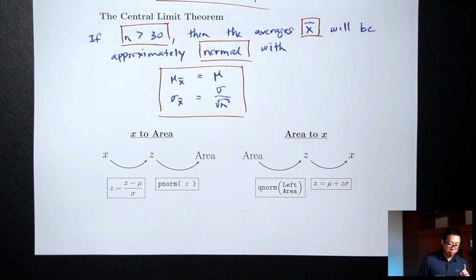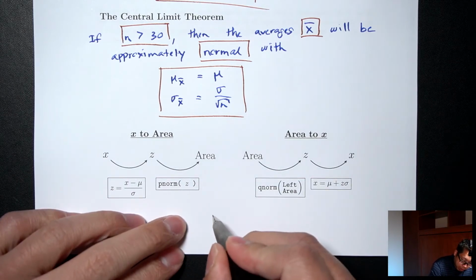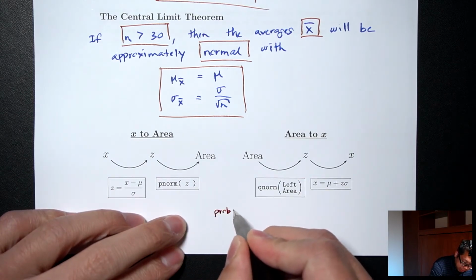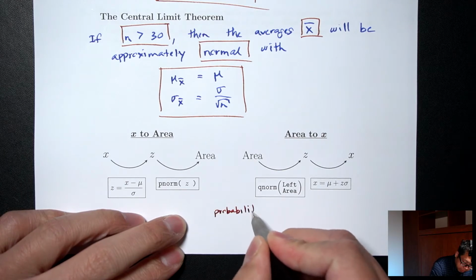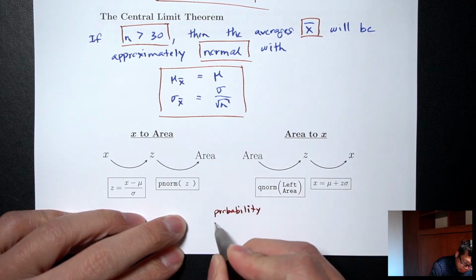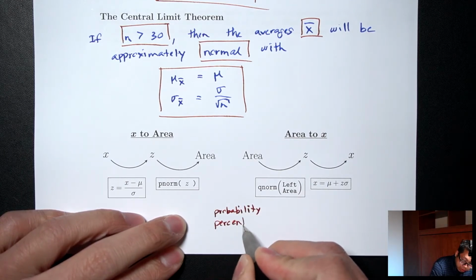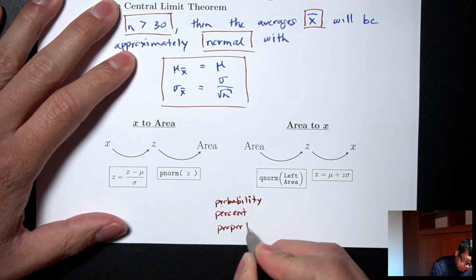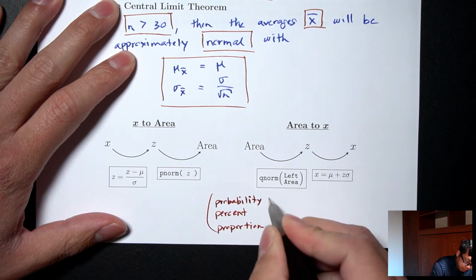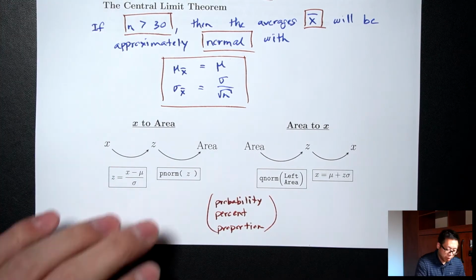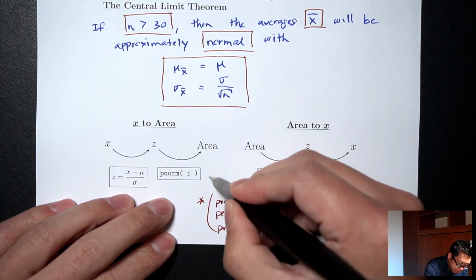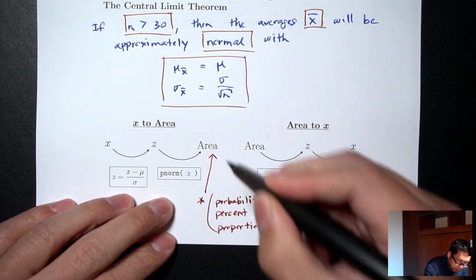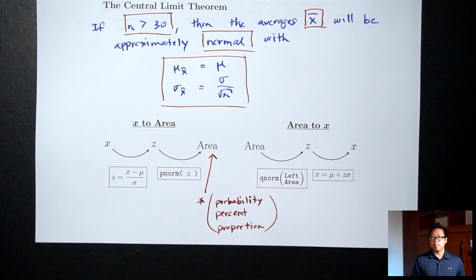Speaking of the last lecture, remember I said there are those 3 P words: probability, percent, proportion. Anytime you see those P words, you should think area. So let's now try some examples.